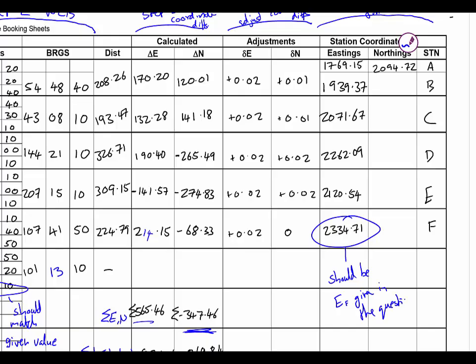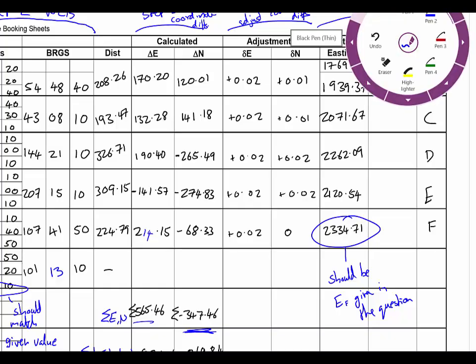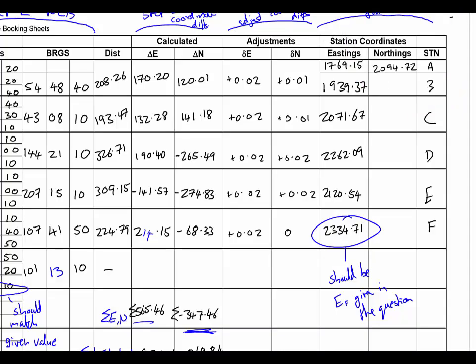Because we should have identified the misclosure, linear misclosure, and corrected it by this point. So we should then match exactly what that initial coordinate was. So the same for the Northings. We'll start off with 2094.72.